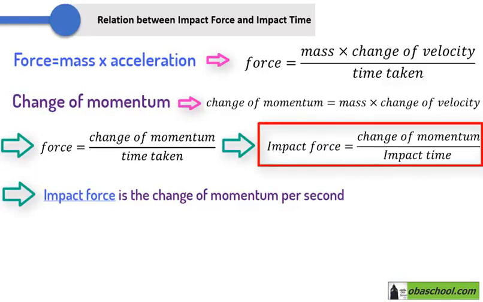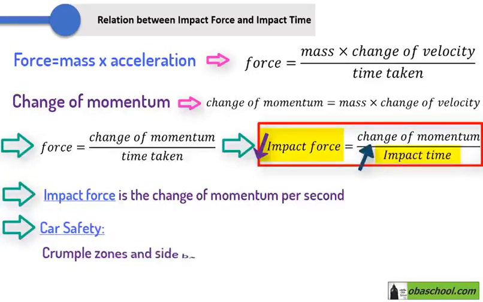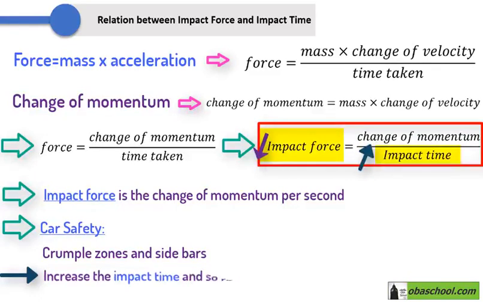From this equation, we can understand how much the impact force can be reduced by increasing the impact time. For that reason, car safety features such as crumple zones and sidebars increase the impact time and so reduce the impact force on the car.